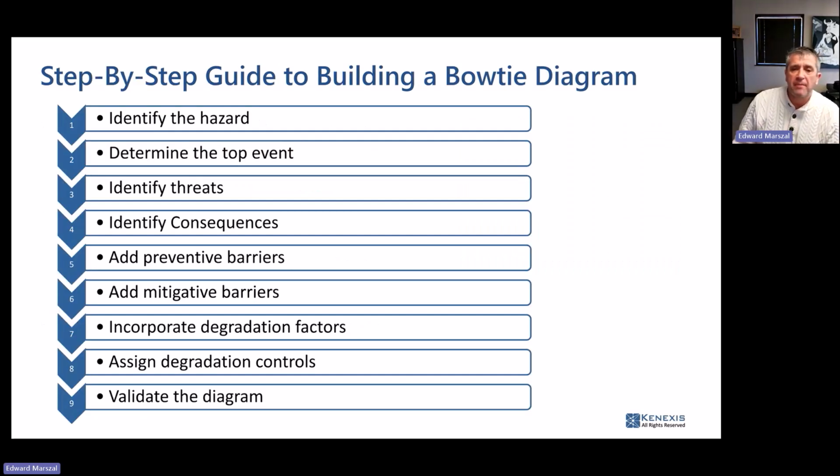Okay, so a step-by-step guide to building a bow tie diagram. Number one is identify the hazard. Number two would be to determine the top event. So I'm going to have a top event, and honestly, again, these are coming out of your PHAs. We're going to identify threats, also known as causes or initiating events. So again, a lot of this is carried over from previous studies. We're going to identify the consequences.